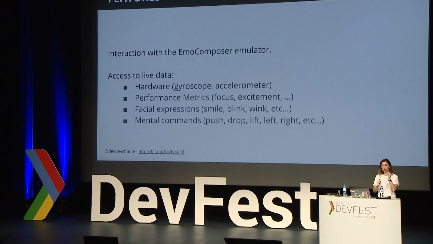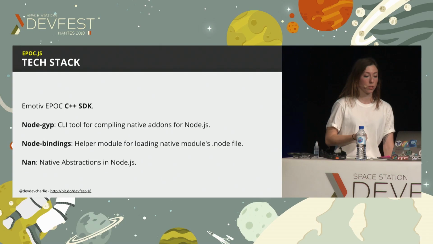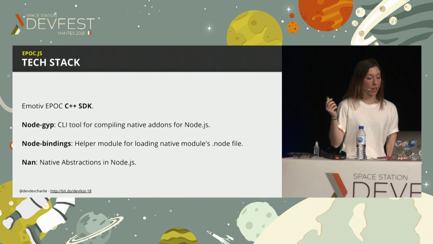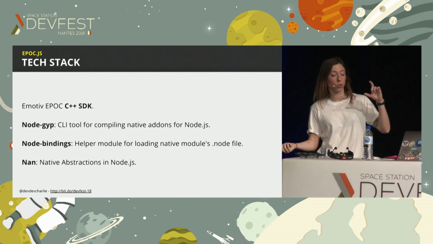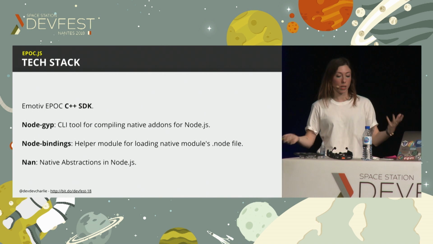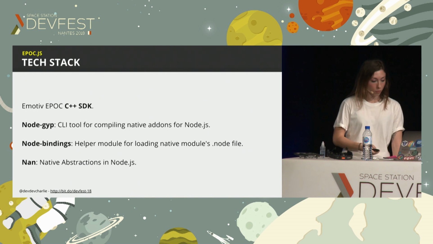And you also have access to some mental commands. Again, there is a predefined list of maybe 10 commands that you can train. Some of them are pushing, pulling, the direction right, the direction left. And all of these are now available in JavaScript. So for the tech stack behind it, I had to use the C++ SDK. That was a challenge, but that's the background. I built a Node.js module on top of it using Node-gyp, Node bindings, and NAN to make it all available in JavaScript.